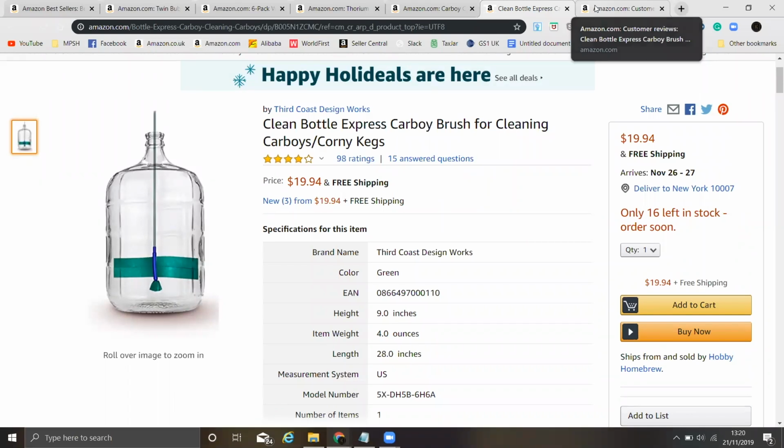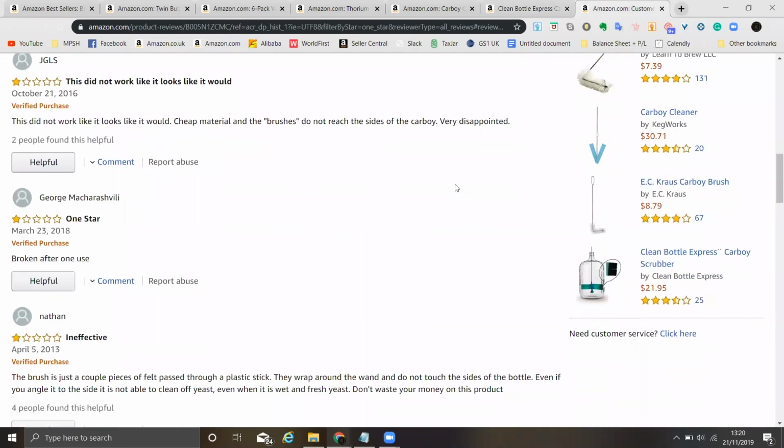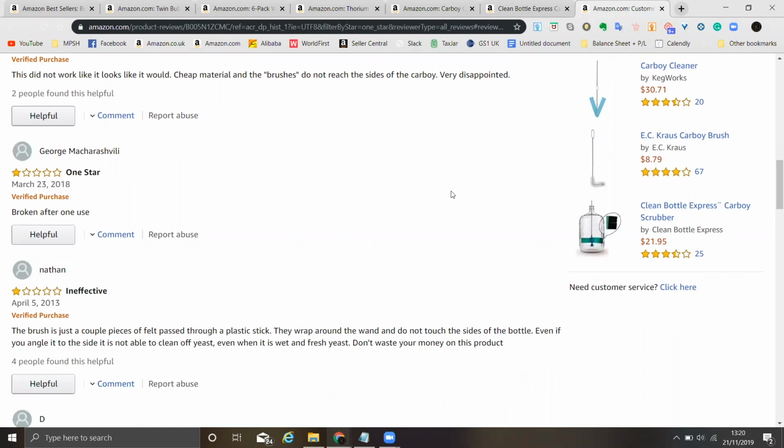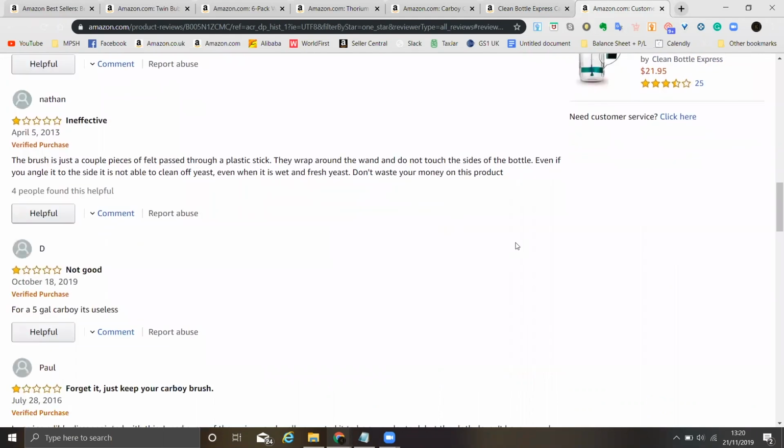Let's keep going back to those reviews, Ali, and see what else we got here. So, ineffective brushes: it's just a couple of pieces of felt passed through a plastic stick. So again, that's a negative. When you're looking at yours, you'll have to test this in some way. You'll have to try cleaning out something with this to make sure that this doesn't happen. Definitely an issue for sure.